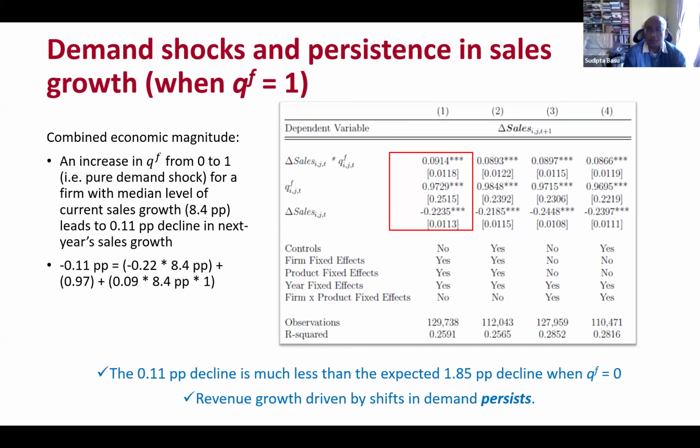Yes, Sudipta. So I have another question. You keep referring to the quantity increase as coming from demand changes. I'm not sure how you're identifying that from supply changes. So if I think of a standard demand supply graph, a quantity increase could be because of a supply increase or a demand increase.